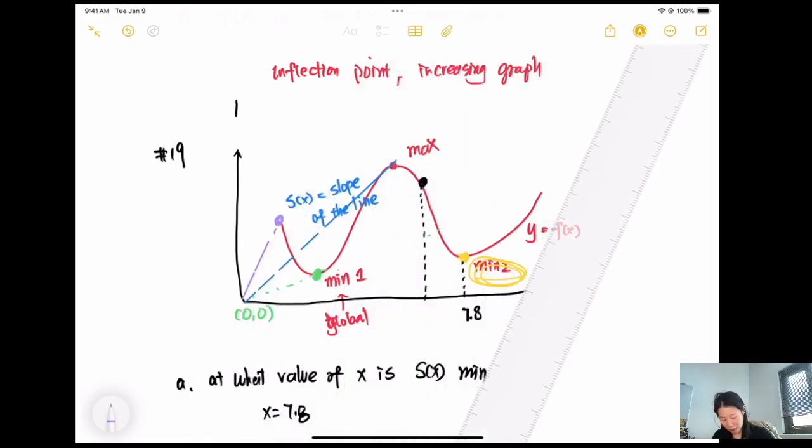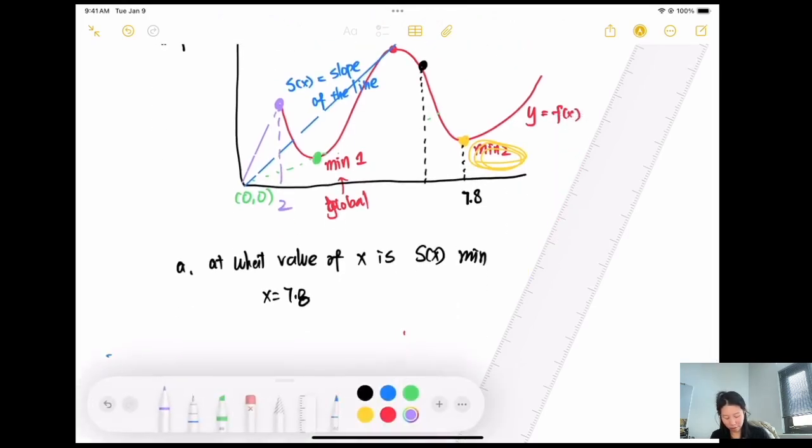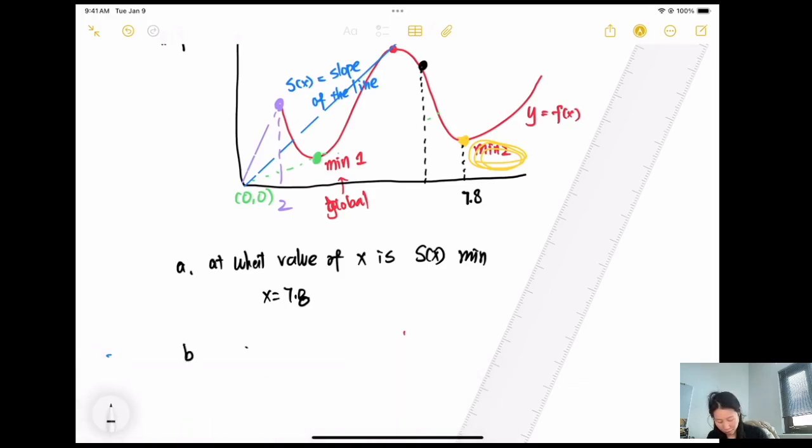So which means this point, which is about x when I compare to the original graph, is 2. So that means at x equals 2, the slope is maximum. Okay, that's number 19. And now let's take a look at what other questions we should go over.